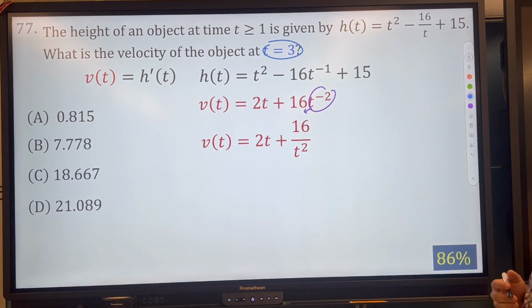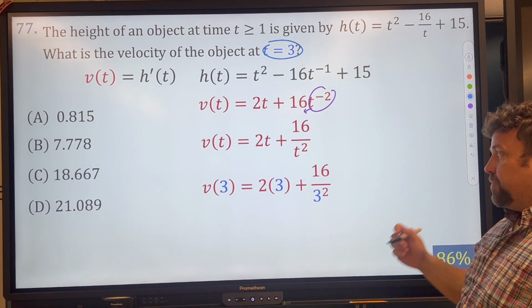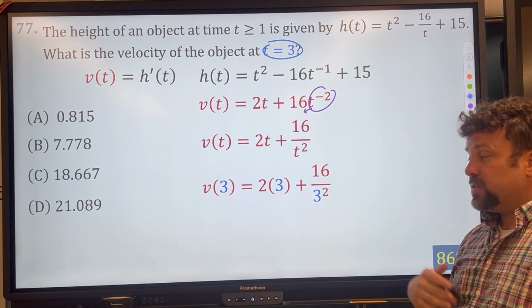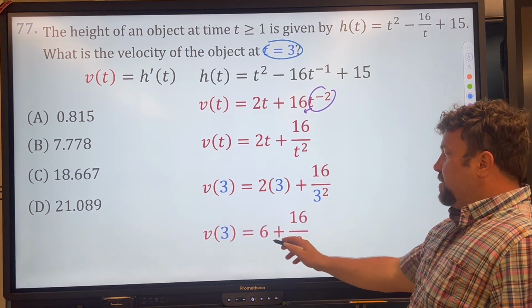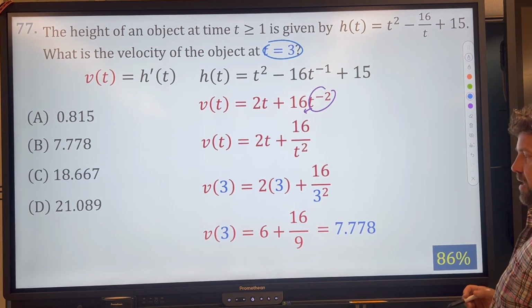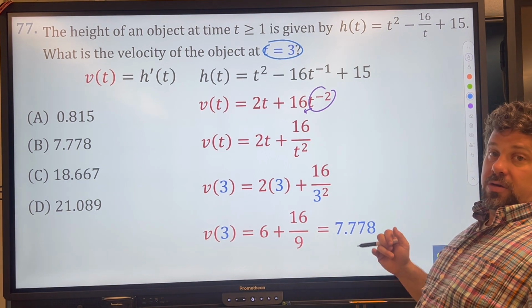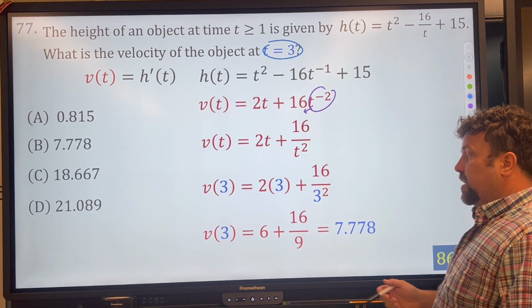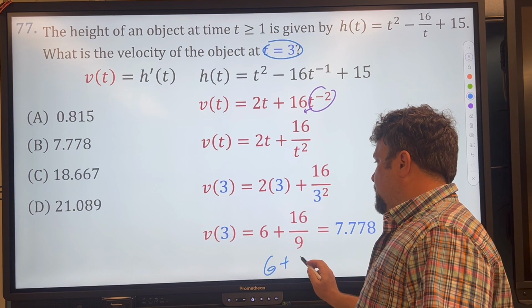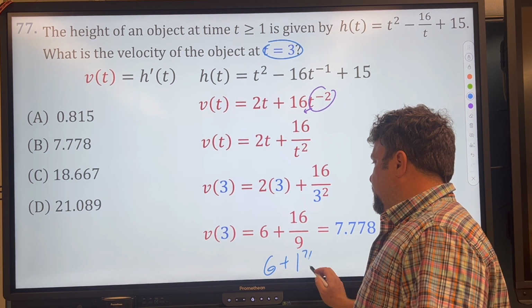So to find out what the velocity is at 3, you just plug that 3 in for t. 2 times 3, which is 6, plus 16 divided by 3 squared, 16 divided by 9. Now, 6 plus 16 over 9 equals 7.778. How do I know that? Type it in your calculator. Very simple. You can also kind of get this answer because this is 6 plus 1 and 7/9.